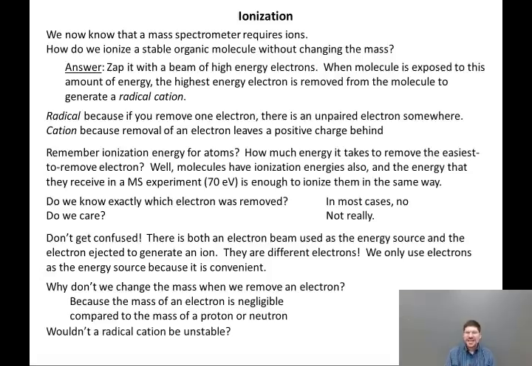Then finally, if we're generating a radical cation, won't that be unstable? Don't electrons want to be paired? And haven't we spent several weeks talking about how unstable carbocations are? The answer is absolutely they will be unstable, and the consequences of that are going to be the subject of our next lesson. So stay tuned.